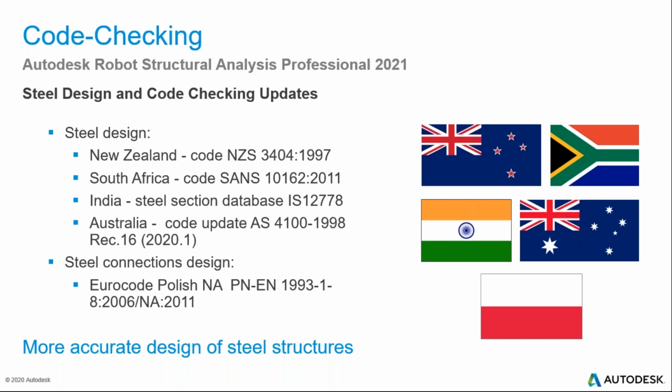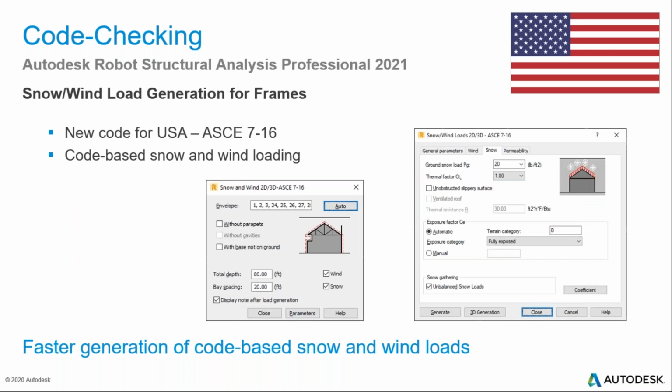And again, apart from that, enhancements have been made to codes from New Zealand, South Africa, Australia, as well as the Polish code enhancements specifically around steel connection design have been incorporated. For snow and wind load generation, revisions from the ASCE 7-16 have been incorporated so that users get the flexibility to automatically generate snow and wind loads for their structures. This helps the structural engineers save a lot of time and effort in defining snow and wind loads for their structures.